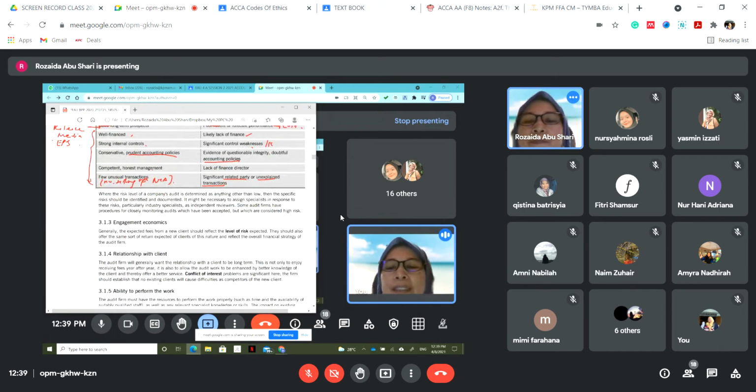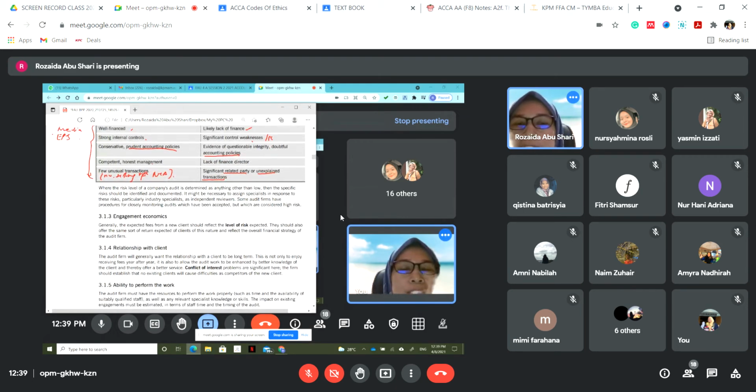Any question for the high risk and low risk? No, clear? Clear. Okay, then engagement economics. So expected fees. Yes, clear or other question? Yes means you have a question or you are clear on the explanation? Class clear? Clear, madam.